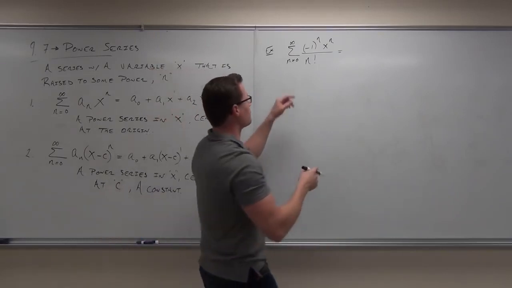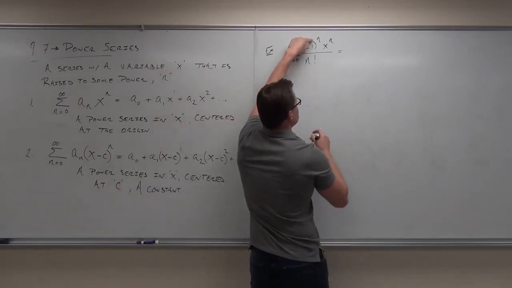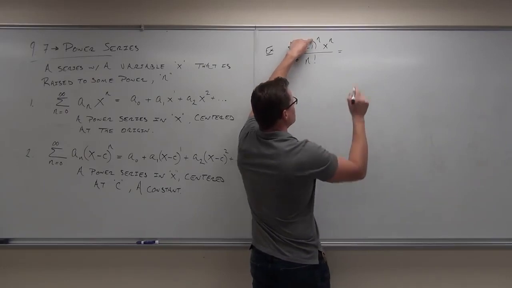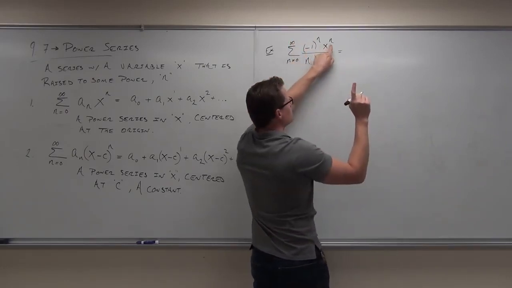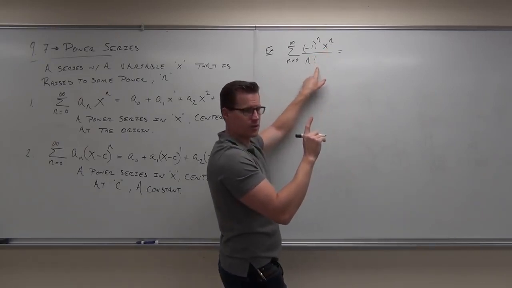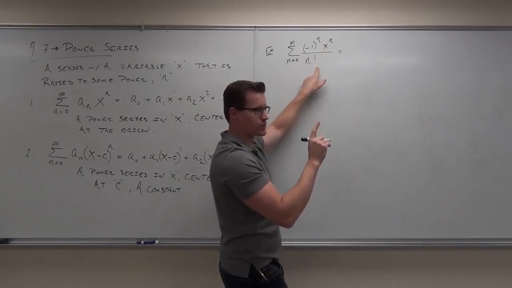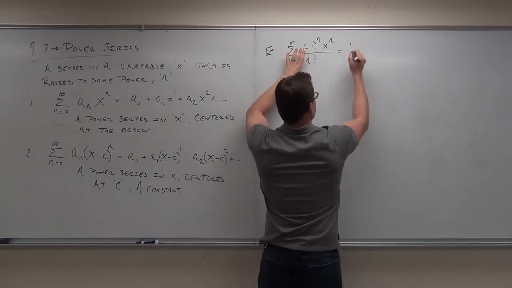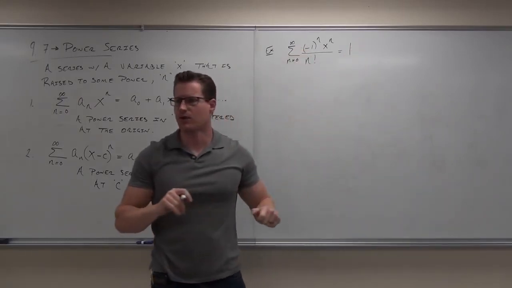0. Let's plug in 0. What's negative 1 to the 0? 1. So we're going to have 1. What's x to the 0? 1. And what's 0 factorial? 1. 0 factorial is defined to be 1. If you didn't know that, it's 1. So our first term here is 1. You okay with that so far?